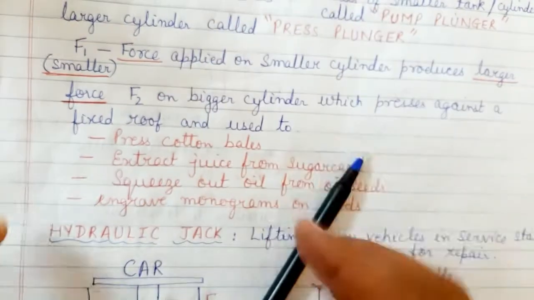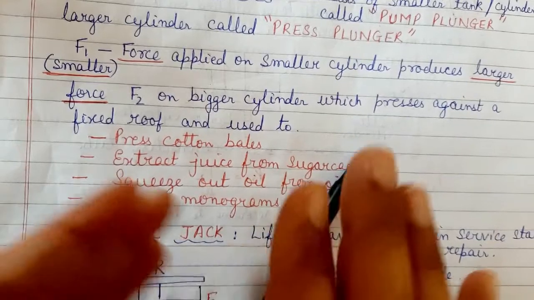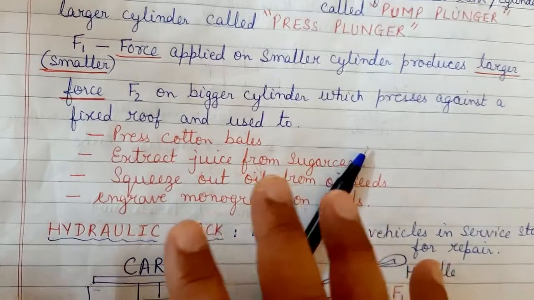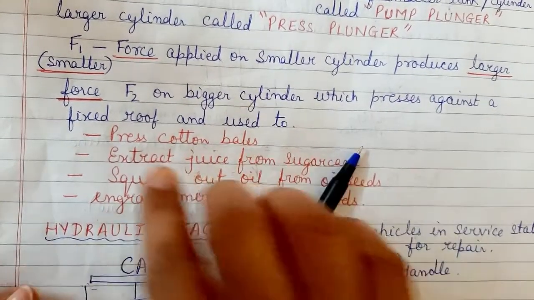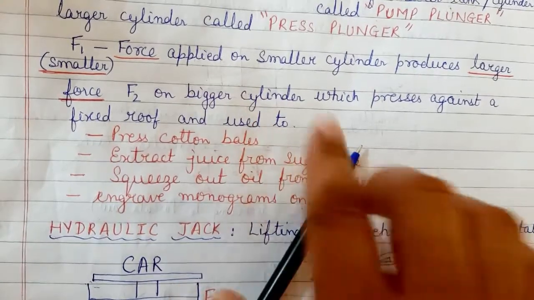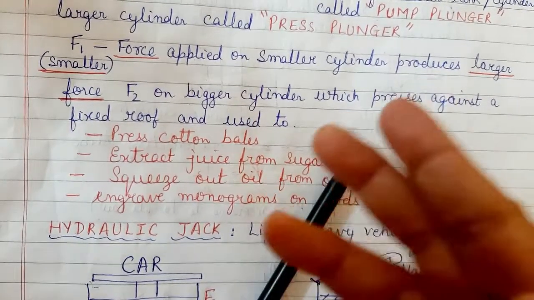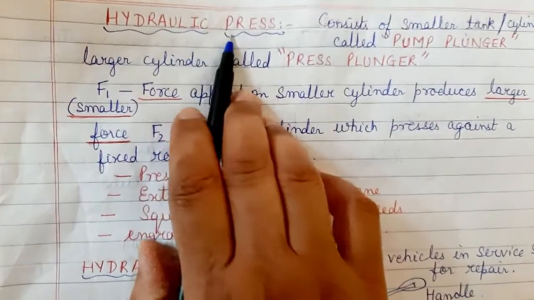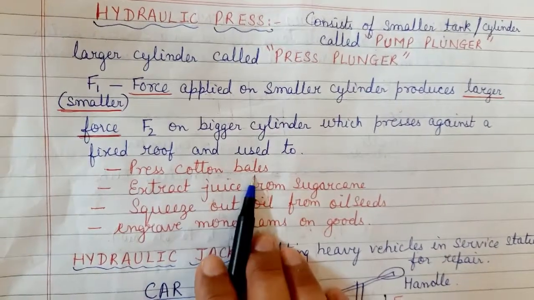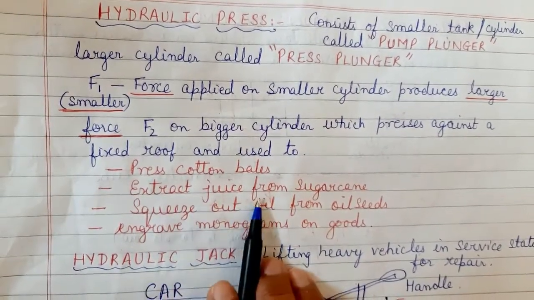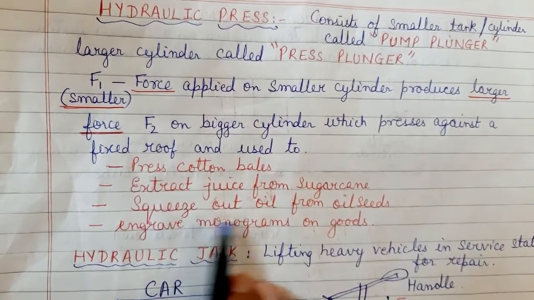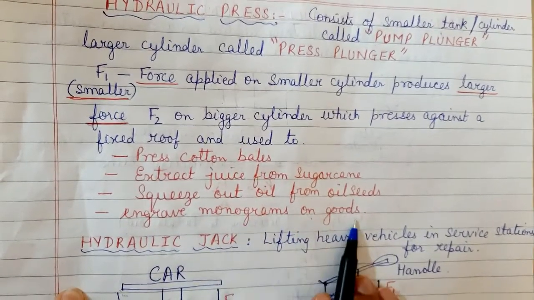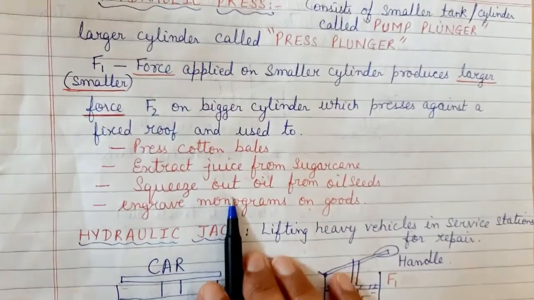plunger to move upwards, and there is a fixed roof on the top on which you place cotton bales or sugarcane or oil seeds, and when that gets pressed against the fixed roof, we are able to extract juices and different oils from it. Now therefore we say that a hydraulic press, let us look at the uses. A hydraulic press is used to press cotton bales. It is used to extract juice from sugarcane. It is used to squeeze out oil from oil seeds, and it can also be used to engrave monograms on goods. So this is the use of a hydraulic press.